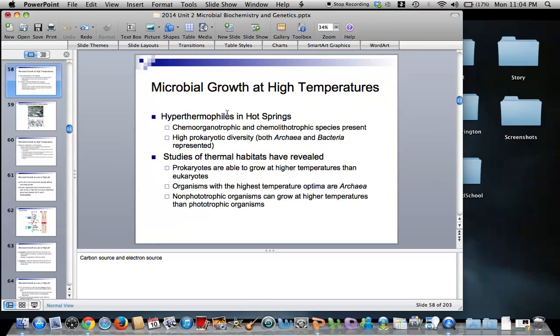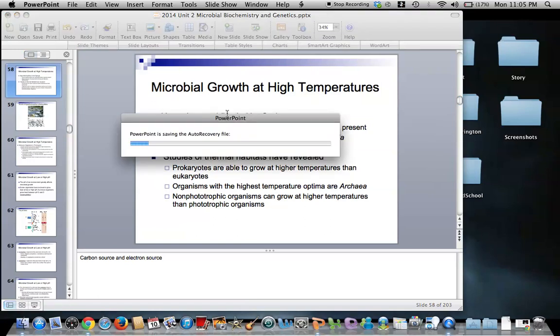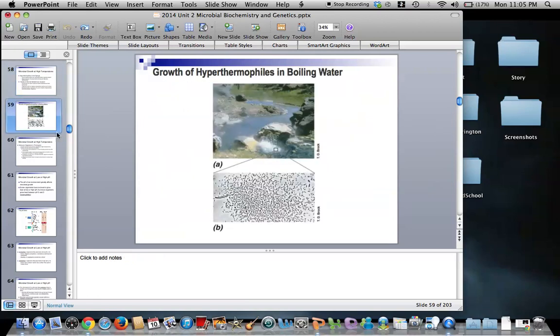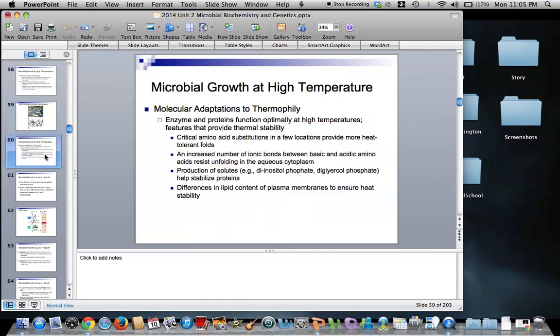Some need such high temperatures. Organisms with the highest temperature are archaea. Not really surprising, archaea tend to be the extremophiles. And non-phototrophic organisms can grow at higher temperatures than phototrophic organisms. Presumably, some of the phototrophic and chlorophyll-like elements can't stand the high temperatures. Growth of hyperthermophiles in boiling water. This is that same thing, Geogemma.